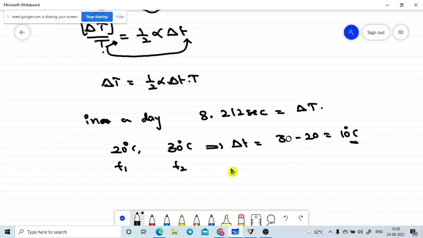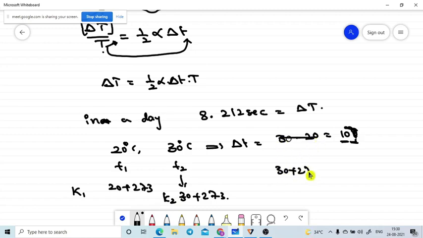Yes. So we will take it as 10 because we are taking it in Kelvin. If you want to change to Kelvin, 20 plus 273 is K1 and 30 plus 273 is K2. K2 minus K1 is 30 plus 273 minus 20 plus 273, the 273 cancels, and we will get 10. Okay, now that is the value.